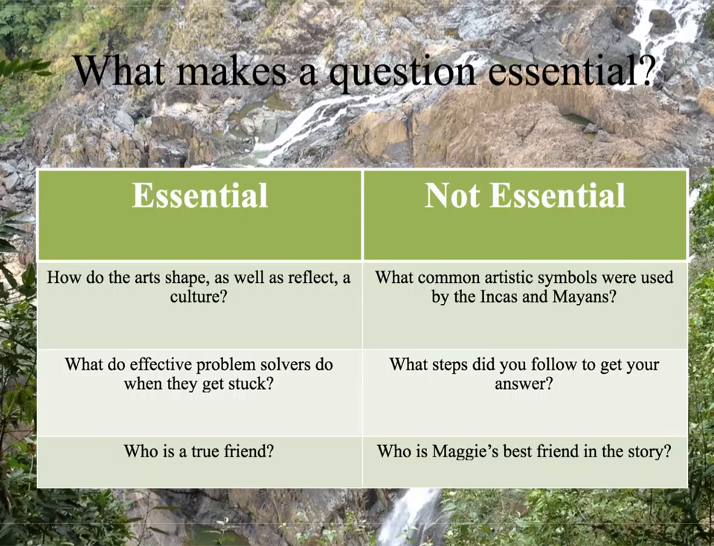Okay, another example of an essential question is, what do effective problem solvers do when they get stuck? The non-essential version of that is, what steps did you follow to get your answer? I think I've seen that on a workbook page before. Okay, another example of an essential question is, who is a true friend? Non-essential would be, who is Maggie's best friend in the story?